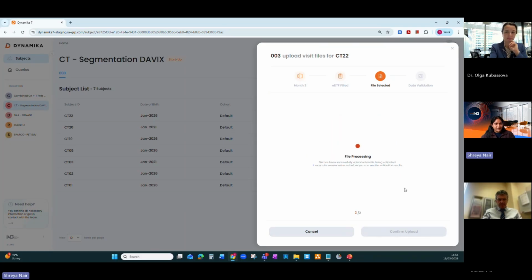That's it. That's basically how fast it is for any site user to go through these steps and upload an image in DYNAMIKA. What's happening right now is it is identifying if it's a correct format of the file. It is performing some pseudo-anonymization to take out some patient-sensitive information. And finally, I would get a successful or an error message depending on what I uploaded here.